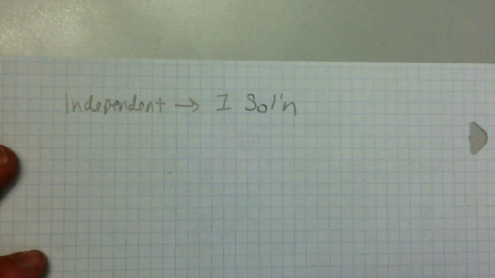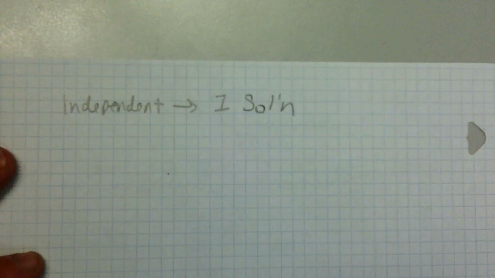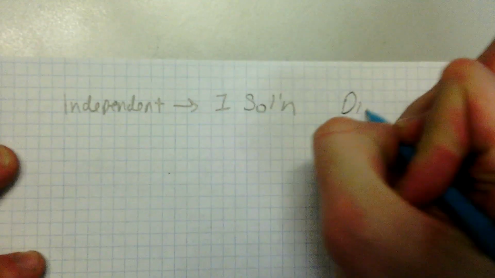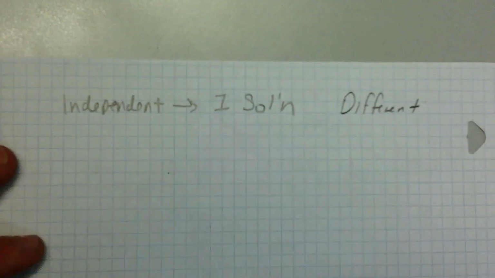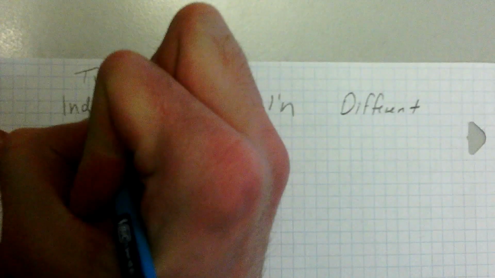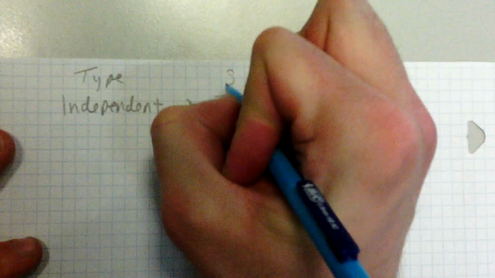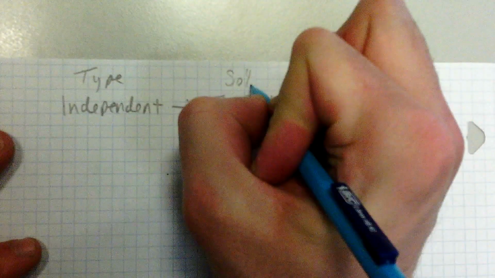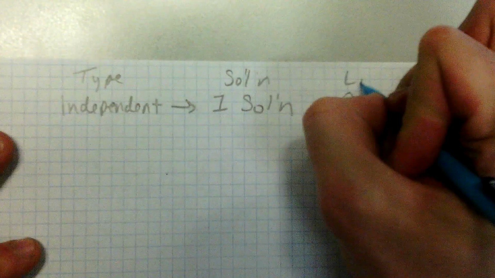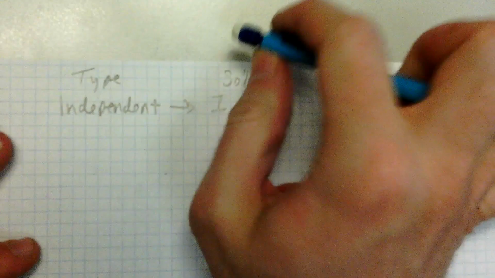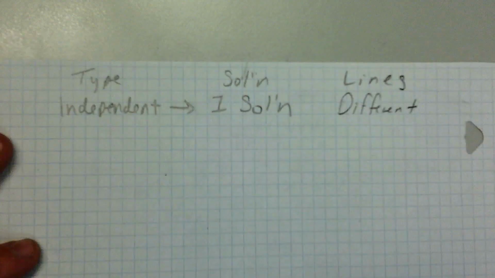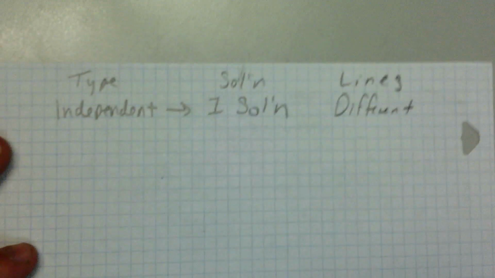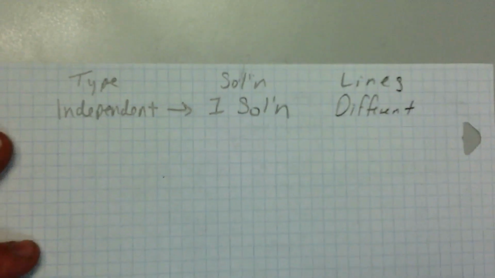We get one solution when the lines are different. We can say type, number of solutions, and then the type of lines these are. What do you think would be the opposite of an independent system? Yeah, dependent.